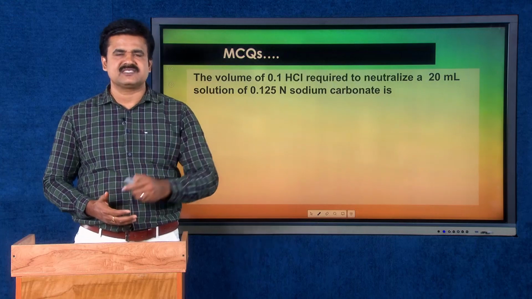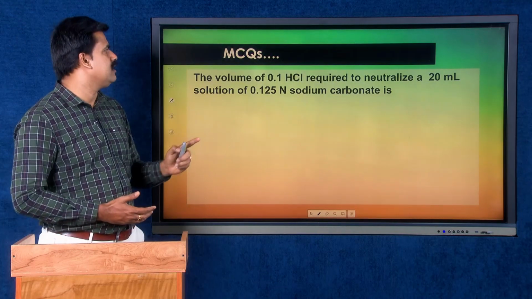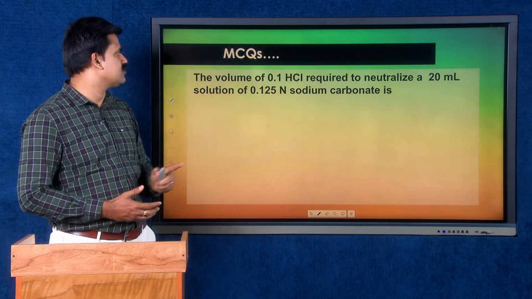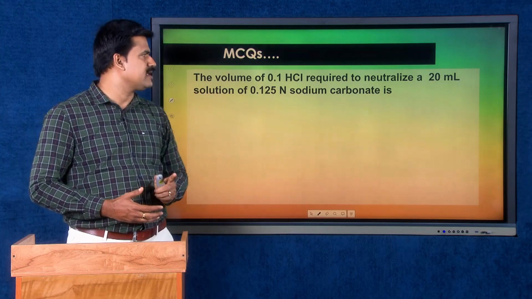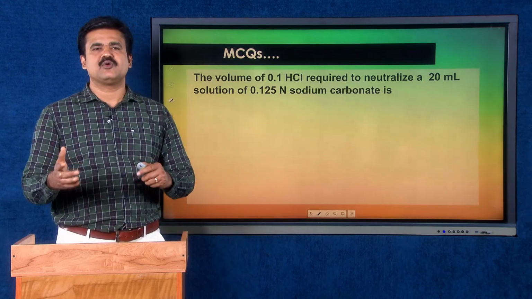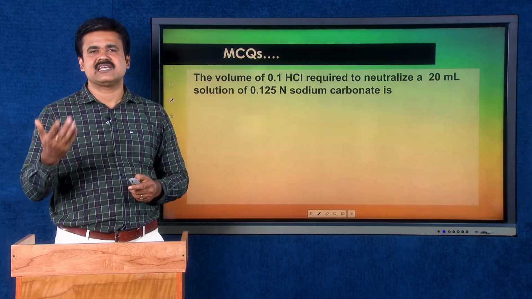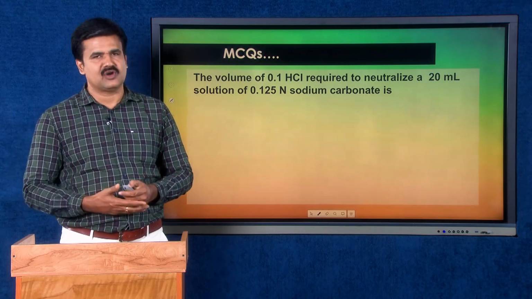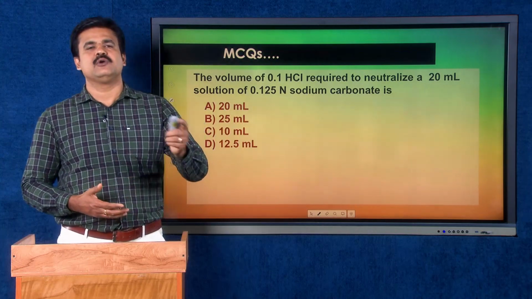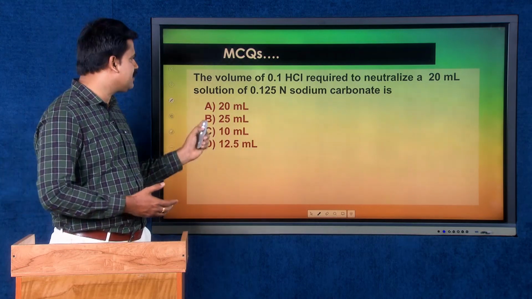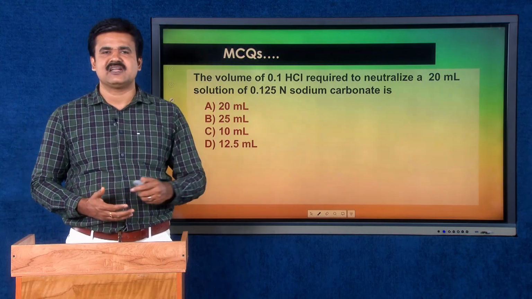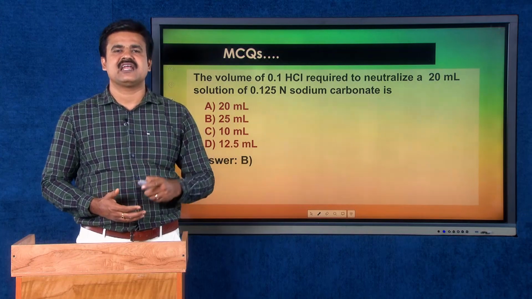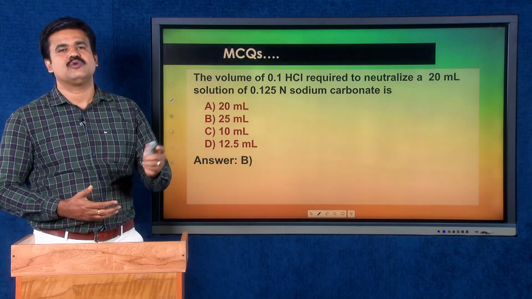Now, next MCQ. The volume of 0.1 molar HCl required to neutralize 20 ml solution of 0.125 normal sodium carbonate is. For HCl, normality is the same as molarity, so you can take it as normality or molarity, both are same since HCl has an equivalent weight same as molar mass or molecular weight. Now these are the options in front of you. Option A 20 ml, option B 25 ml, option C 10 ml, and the last option is 12.5 ml. On careful analysis, you can arrive at the fact that your answer will be option B.